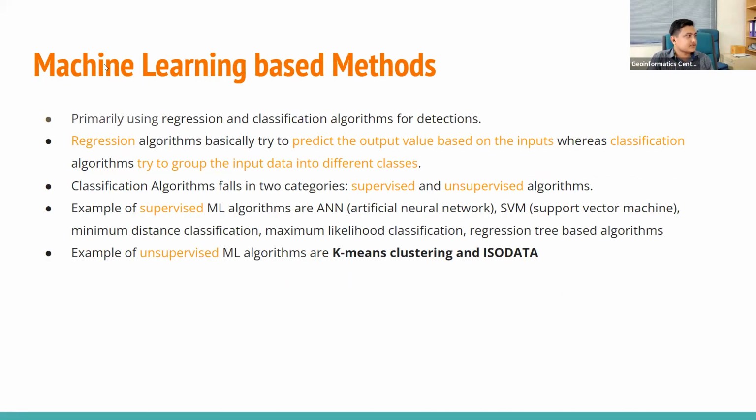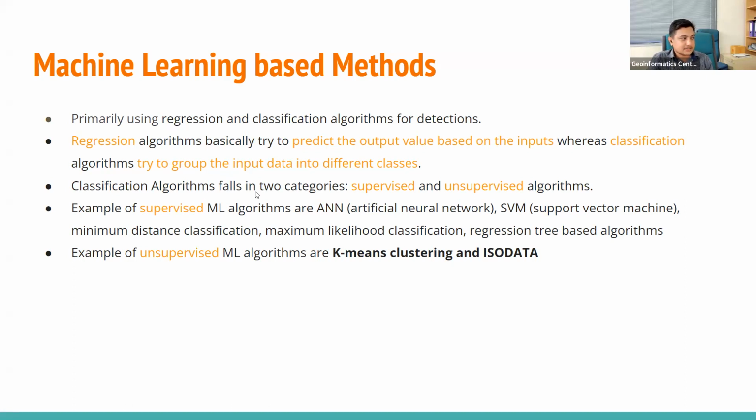And lastly, we use machine learning based methods. There are regression and classification algorithms. When you train a regression algorithm, it tries to predict an output value based on the input that we gave. But a classification algorithm will try to group the input value into different classes. So it might fall into water, or it might fall into other classes, that kind of classification.